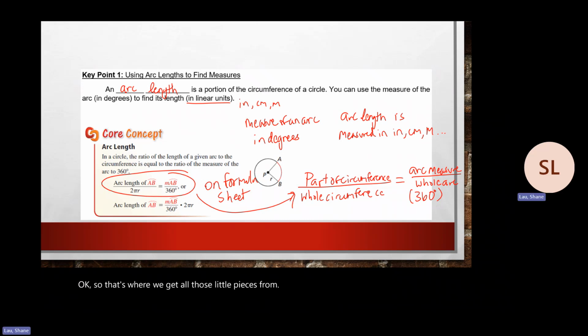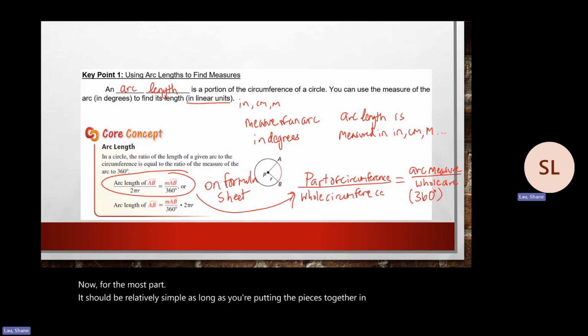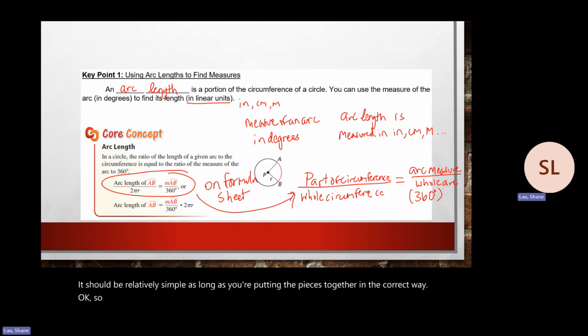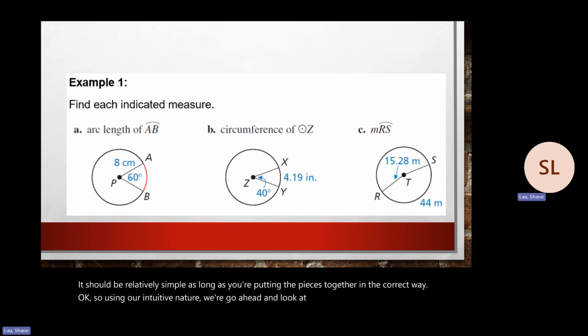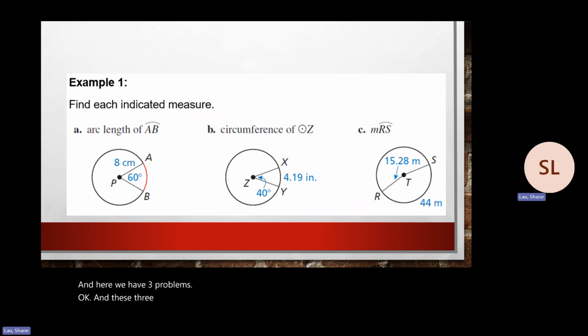Now, for the most part, it should be relatively simple as long as you're putting the pieces together in the correct way. Okay, so using our intuitive nature, we're gonna go ahead and look at some problems. And here we have 3 problems. And these 3 problems all ask for different things.